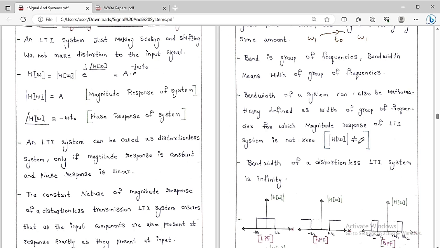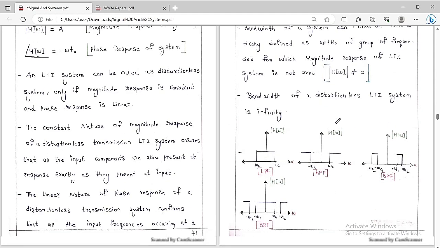The range of frequencies for which the magnitude of H of omega is not equal to zero. It is not equal to zero for all omega. So bandwidth is equal to infinity. So the bandwidth of a distortionless LTI system is infinity.